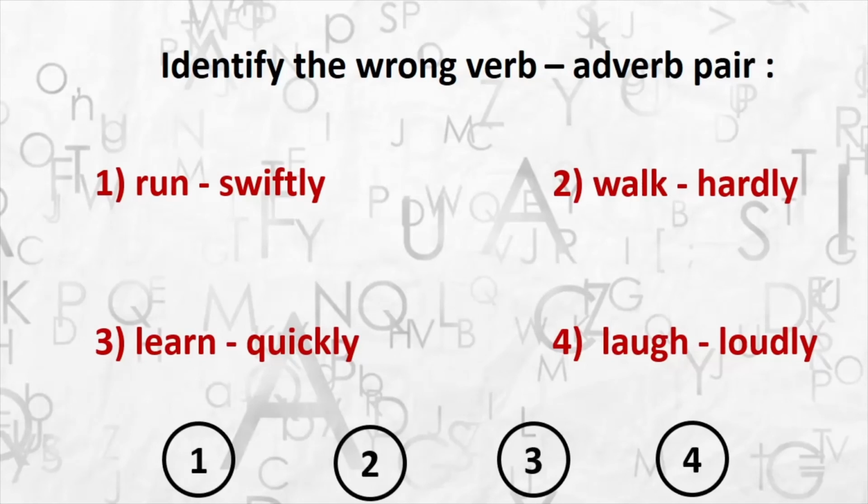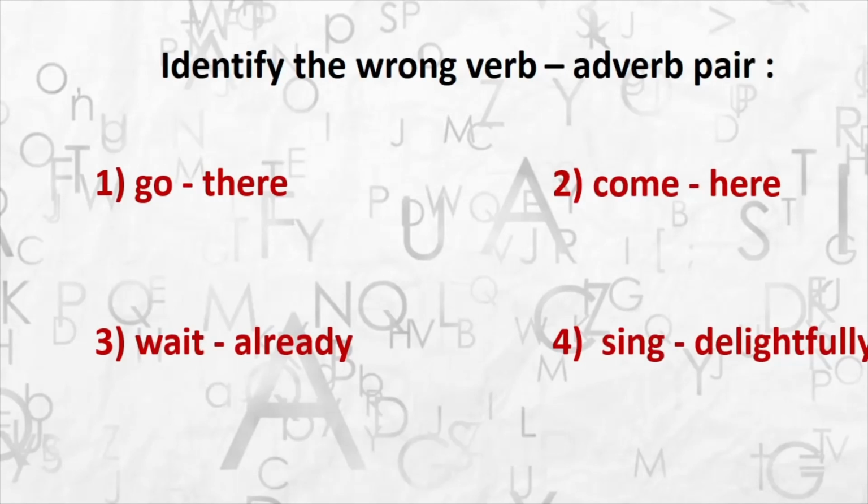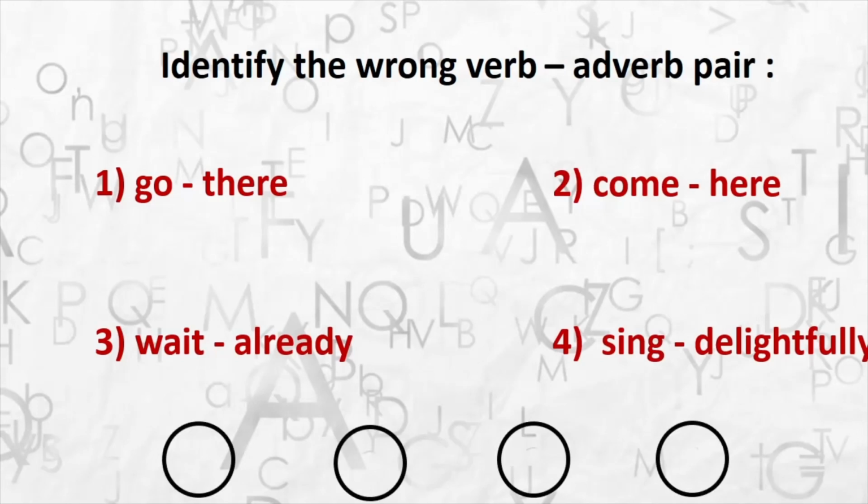Which one is the wrong one, children? It is option number 2. What is the meaning of walk hardly? There is no connection with walk and hardly, okay? You either walk fast or you walk slow. Coming to the second last one, we can say it is go there, come here, wait already, sing delightfully. Come on, check up which one doesn't match. It is the third one, wait already. Third one is the wrong verb adverb pair.